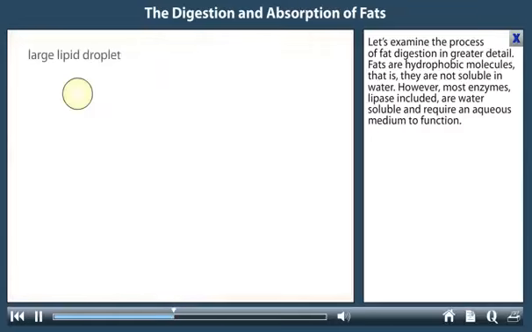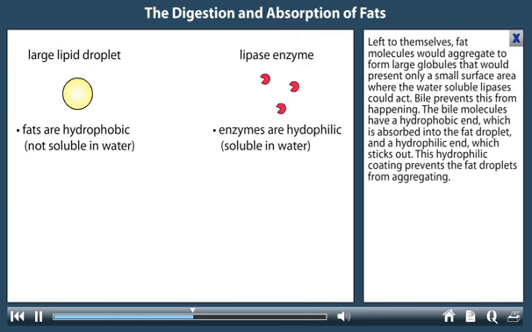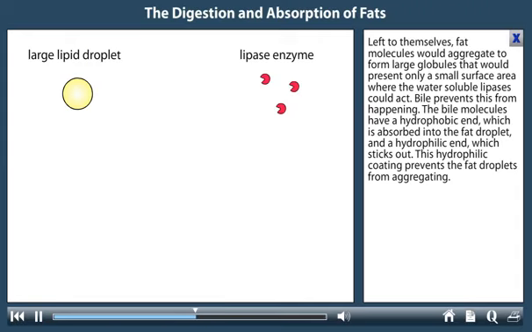Let's examine the process of fat digestion in greater detail. Fats are hydrophobic molecules, that is, they are not soluble in water. However, most enzymes, lipase included, are water-soluble and require an aqueous medium to function. Left to themselves, fat molecules would aggregate to form large globules that would present only a small surface area where the water-soluble lipases could act.